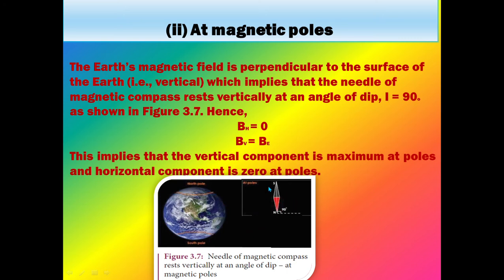BH = 0 because the horizontal component is 0. BV = BE. That means the vertical component of magnetic field is equal to the net Earth magnetic field. So this implies that the vertical component is maximum at the poles and horizontal component is 0 at the poles. Once again repeat, vertical component is maximum at poles and horizontal component is 0 at poles.